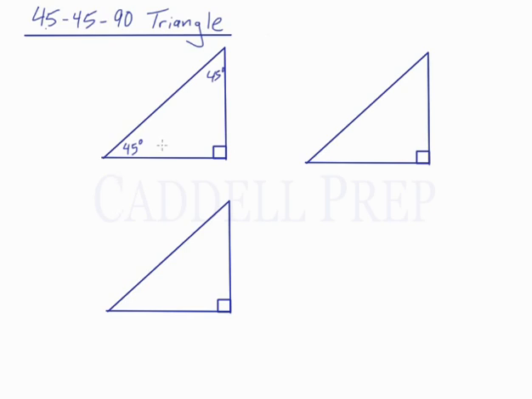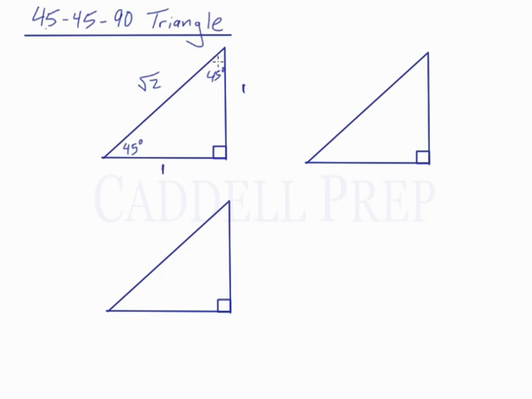A simple 45, 45, 90 would be to have the measure of the two legs equal 1, and then the measure of the hypotenuse equal radical 2. You could test this in the Pythagorean theorem, and you'll see that these sides work. 1 squared plus 1 squared equals the square root of 2 squared.